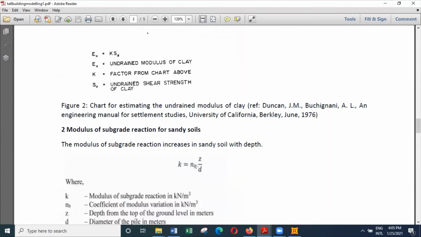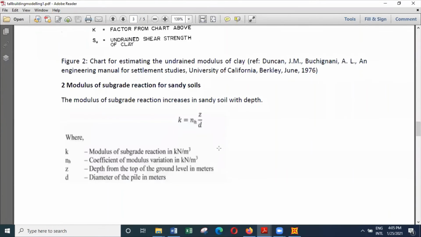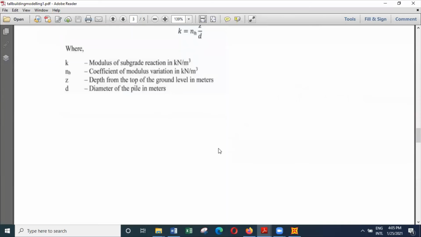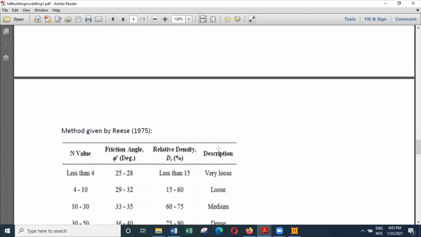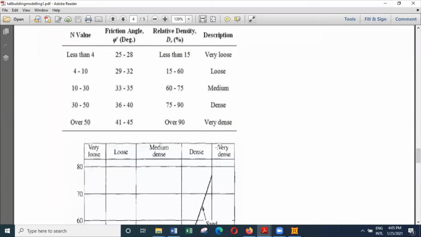This NH value can be found from the chart, and based on that you can work out the spring constant for the piles. So this way you can actually work out the spring constant for clay soils and sandy soils. So I will load this onto Moodle today, but next day I will explain how this can be used, and the springs can be applied, and the results can be interpreted.